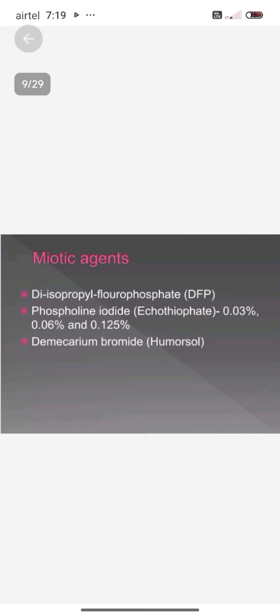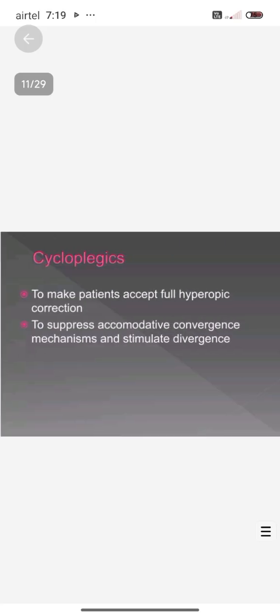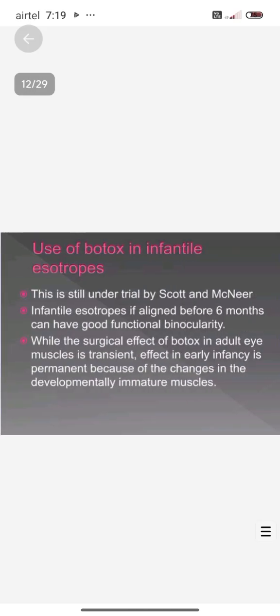Miotic agents are DFP, fluostigmine, echothiophate iodide, pilocarpine. The end result after using a miotic is proper binocular alignment at all times, especially near work with accommodative tasks. Cycloplegia is used to make the patient absent full hyperopic correction to suppress the accommodative convergence mechanism and simultaneous divergence. Use of Botox in infantile esotropia is still under trial by Scott and McNeer.